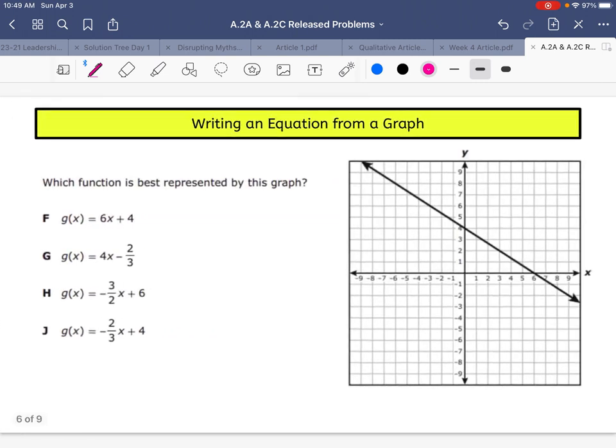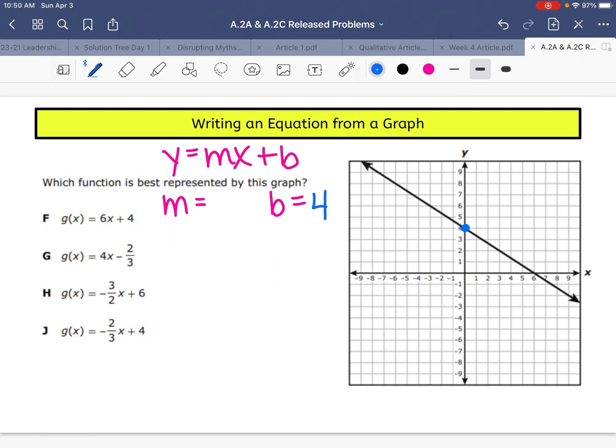So our first example is writing an equation from a graph. And I notice right off the bat that all of my answer choices are in slope-intercept form, which means from this graph, I will need to identify my slope and my y-intercept. I know my y-intercept is where it crosses the y-axis, so very quickly I'm just going to identify that, and I know that the value of b will equal 4.